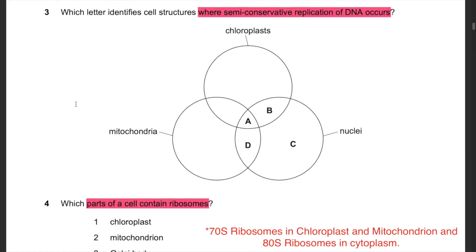Question 3, they're asking which letter identifies cell structures where semi-conservative replication of DNA occurs. So semi-conservative replication occurs in all three of them: chloroplast, mitochondria and nuclei. So answer is A.